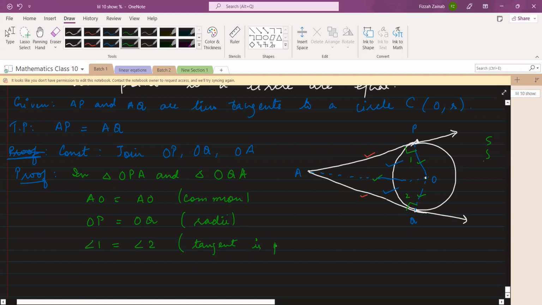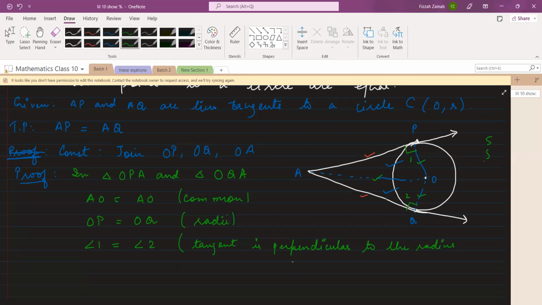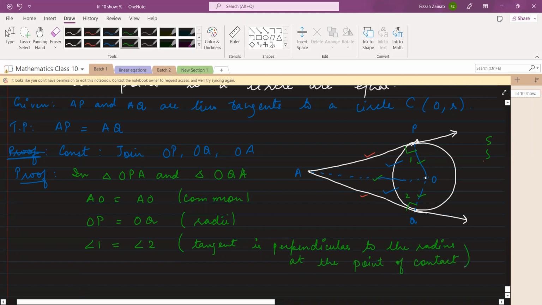Okay, so tangent is perpendicular to the radius at the point of contact. Okay, so we can say, by which criteria is it now?